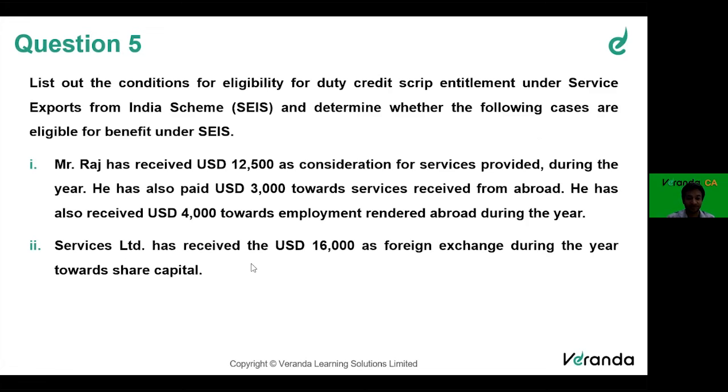Services Limited received USD $16,000 as foreign exchange during the year towards share capital. Whether eligible or not eligible? No, sir. This is not a specified service. Fantastic, because the question is very clear. It's towards share capital. So they've raised shares. They have received subscription from abroad, and they've issued shares because it's share capital. It's not a notified service at all. So obviously it is not eligible. Very simple question. Next.